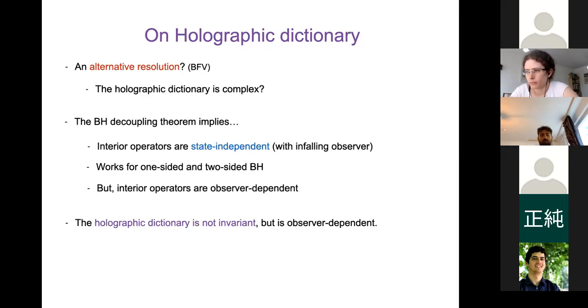Okay, that is good, but it is important to emphasize that the construction of the interior operator depends on the initial state of the infalling observer. So therefore, it is observer dependent. Then these observations suggest that what we call the holographic dictionary is not an invariant object. It changes dynamically by back reaction from the infalling observer. So the point is we need to keep using the correct dictionary to make a correct prediction. Therefore, I believe that their arguments can be avoided by noting this observer-dependent nature of the black hole interior.